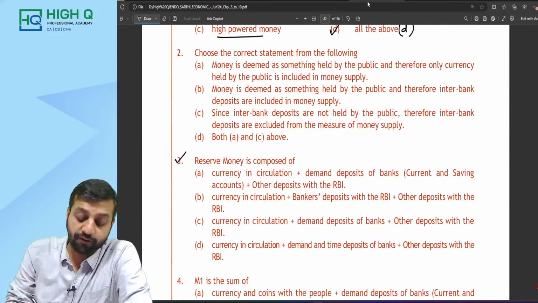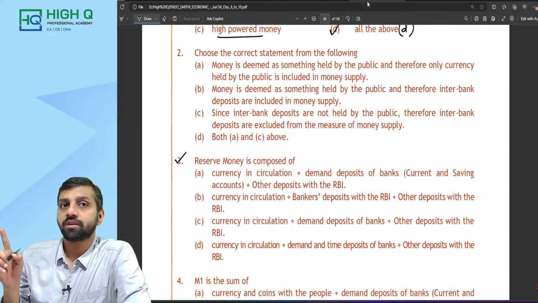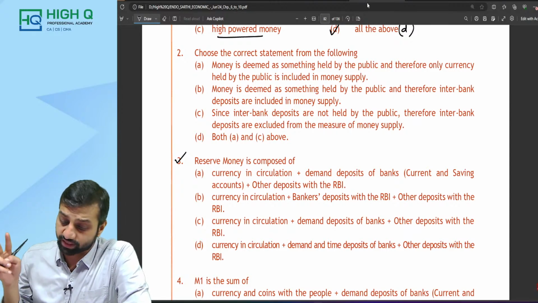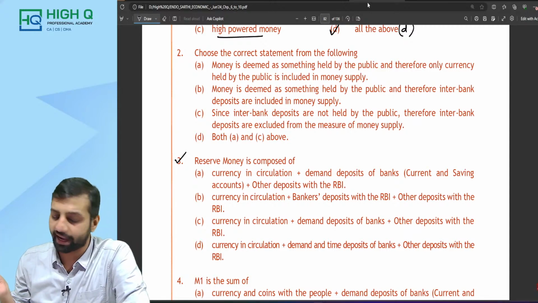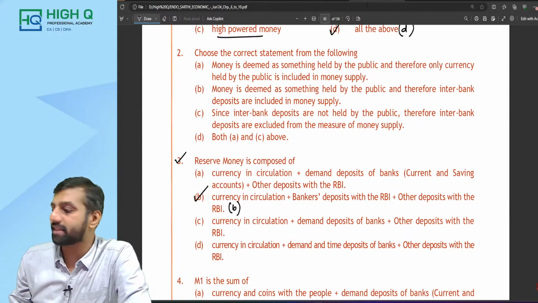Next, what is the formula for reserve money? It is currency in circulation plus deposits with RBI, bankers' deposits with RBI and other deposits with RBI. So for the third MCQ, the answer is B.